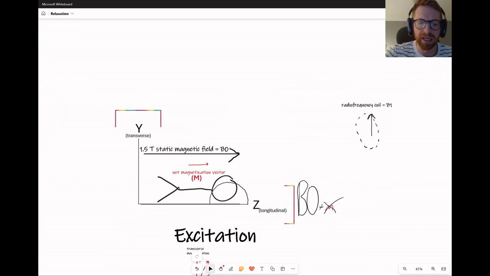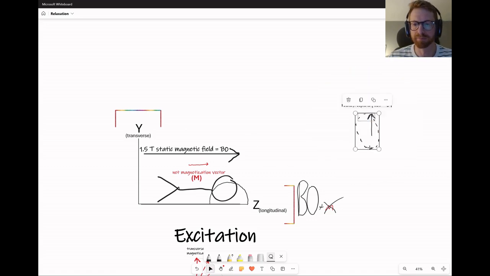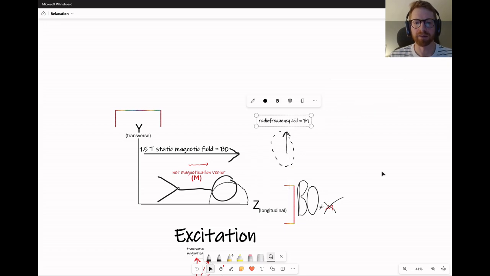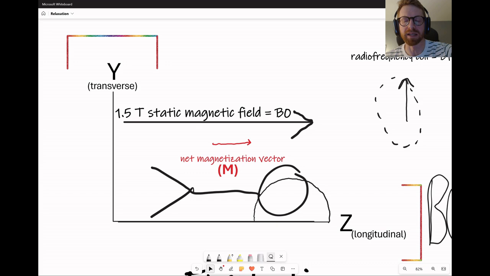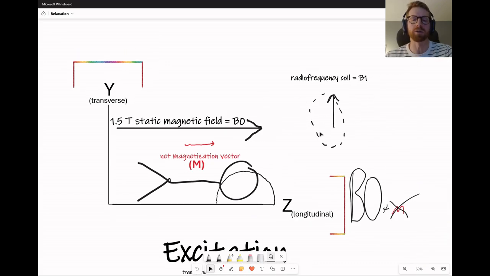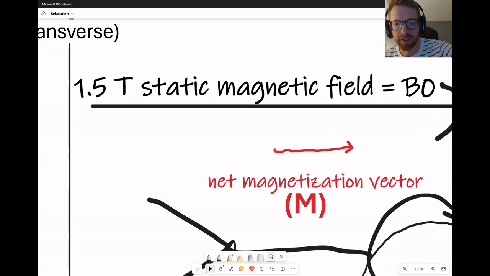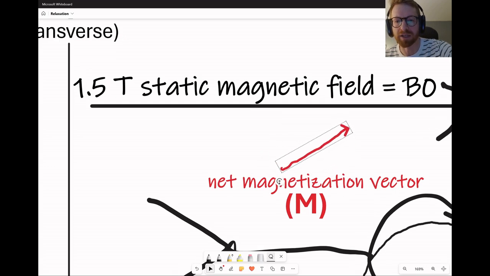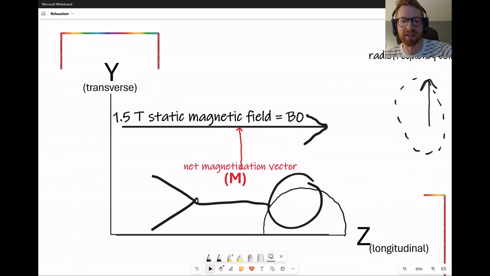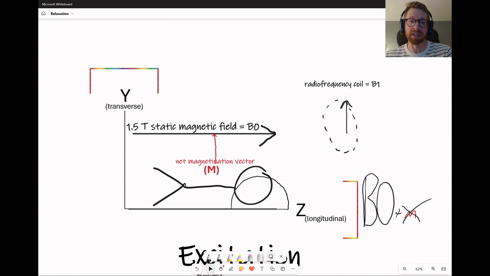So what we do is we use something called a radio frequency coil. We'll talk about this in part 2, but essentially whenever you have this radio frequency coil component of the MRI machine on, the net magnetization vector is going to rotate. So let's turn the radio frequency coil on so that we rotate the net magnetization vector 90 degrees to the patient. So it's entirely in the transverse plane.